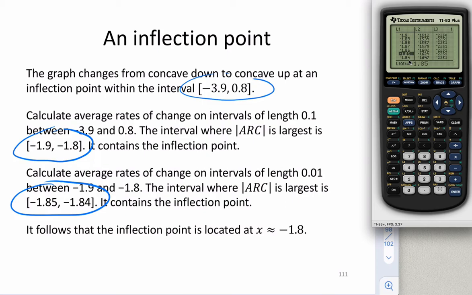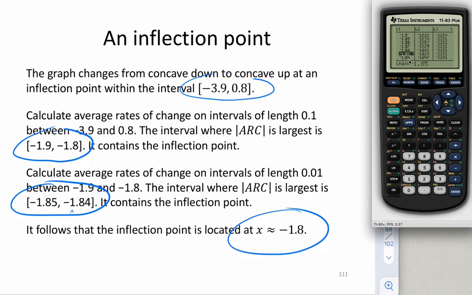Now, any number inside that interval would be closer to negative 1.8. We're rounding to one decimal place. So anything within this interval is going to round to negative 1.8. And so the answer to one decimal place accuracy, that tells us the inflection point is at negative 1.8.